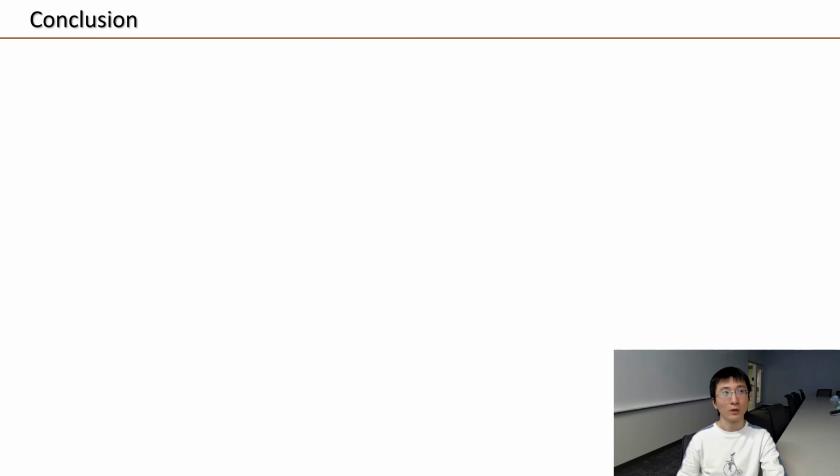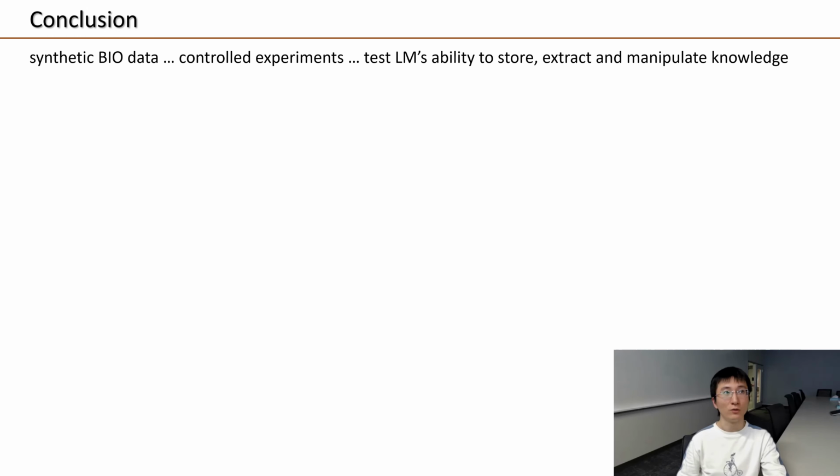So to conclude, in today's talk, I showed you how to design and use synthetic biography data and how to design controlled experiments to test the language model's ability to store, extract, and manipulate knowledge. I have been emphasizing this difference between physics and ethology. That is, we are really doing controlled experiments to make very careful and scientific conclusions. In contrast, if you only play with GPT-4, then some of you may be able to derive similar conclusions as this talk, but the conclusions may not be completely rigorous or scientific. So I have been emphasizing this difference between the two.